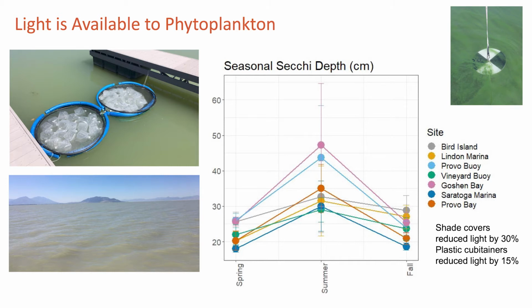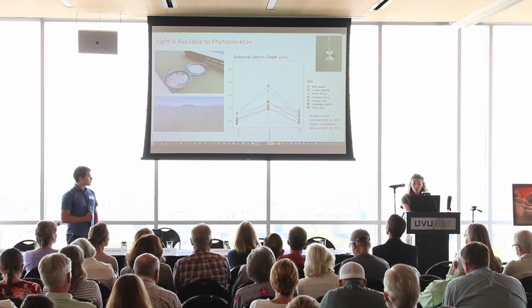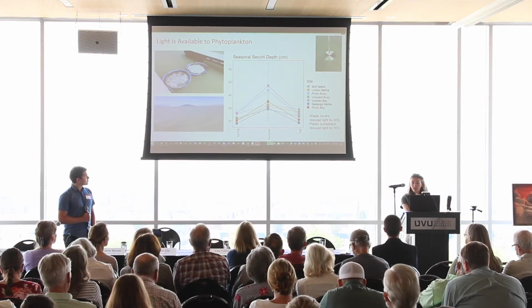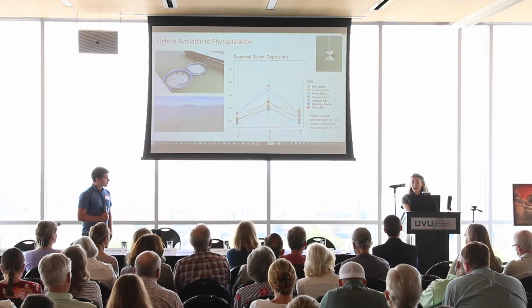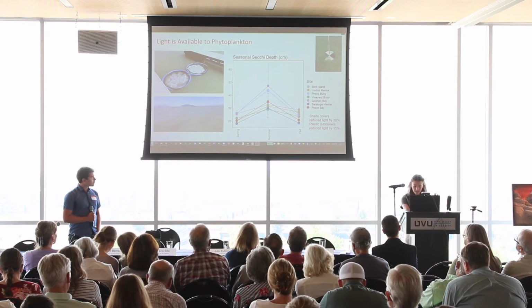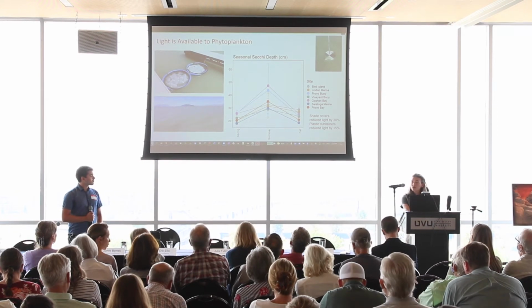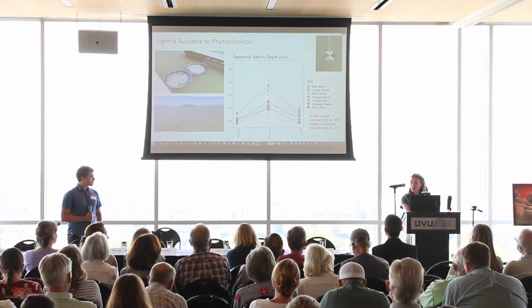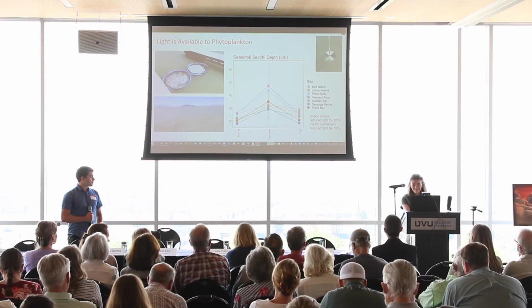Now we'll talk a little bit about light. So Utah Lake is quite shallow and turbid, but despite this turbidity, light still penetrates into the water column at depths of 20 to 50 centimeters based on Secchi depth reads. The deepest depths occur in the summer and late summer when phytoplankton are most active. So while light does limit phytoplankton, and we accounted for this limitation by adding a shade cover and the plastic cubitainers reducing light by 45%, light limitation is not stopping phytoplankton from responding to nutrient additions.